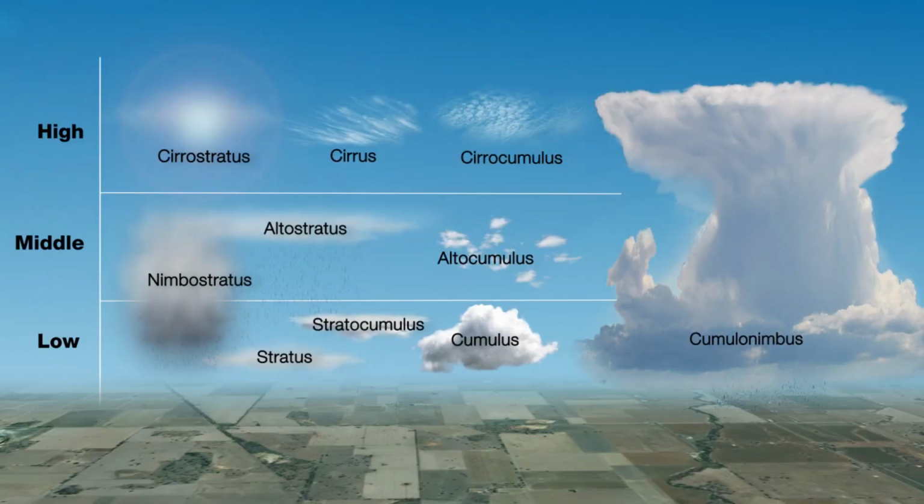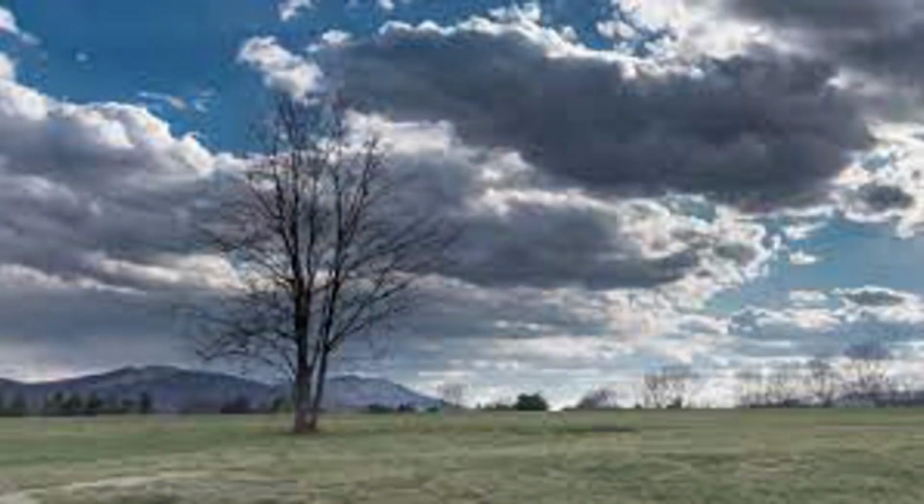We then have the stratocumulus, and these are also in the low level of between 0 and 2 kilometers, and they are white and gray, partly heaped clouds made up of water droplets. They don't cause rain and just bring fine weather.